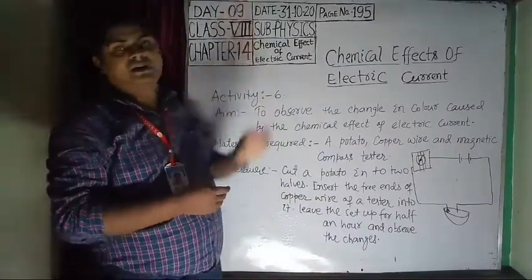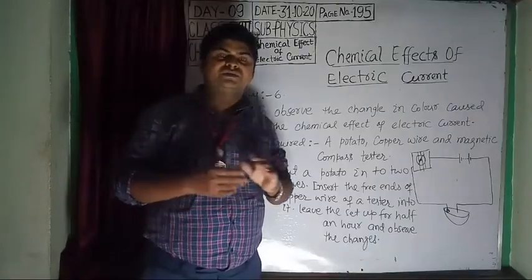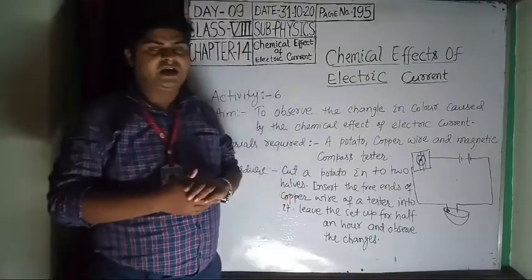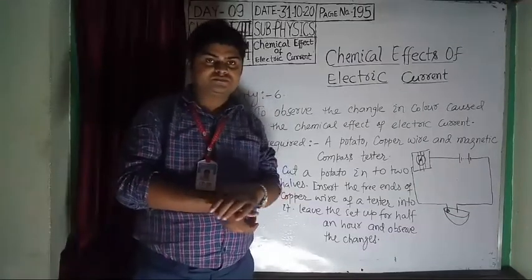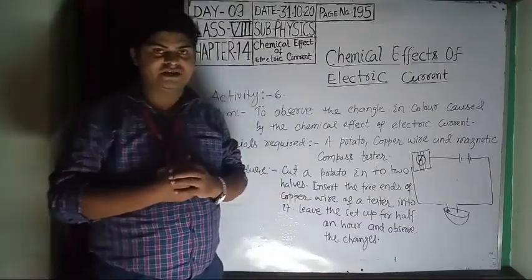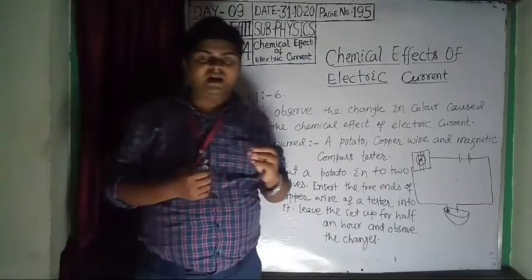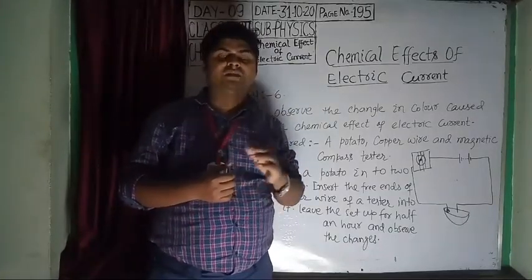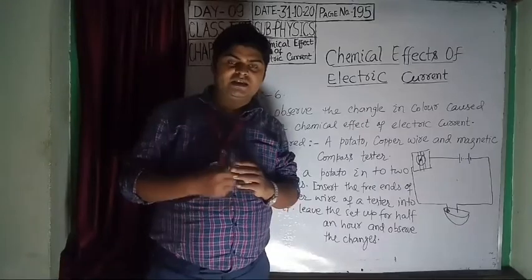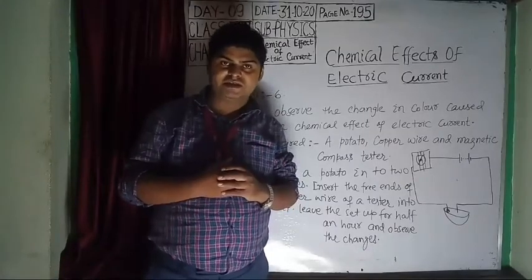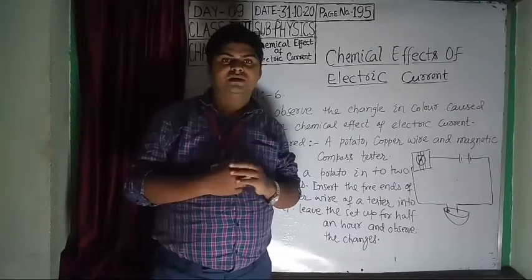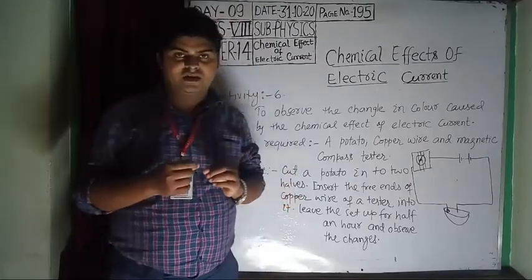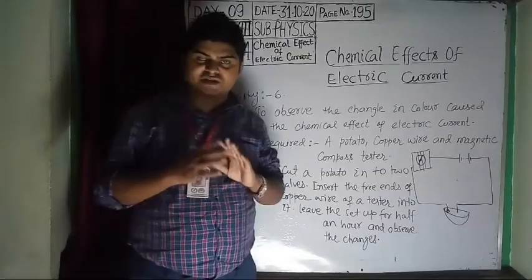Welcome to day 9. As you know, in day 8 I explained what the changes will be when electricity is conducted through an electrolyte. There are three changes. The first change is that the color of the electrolyte may change.